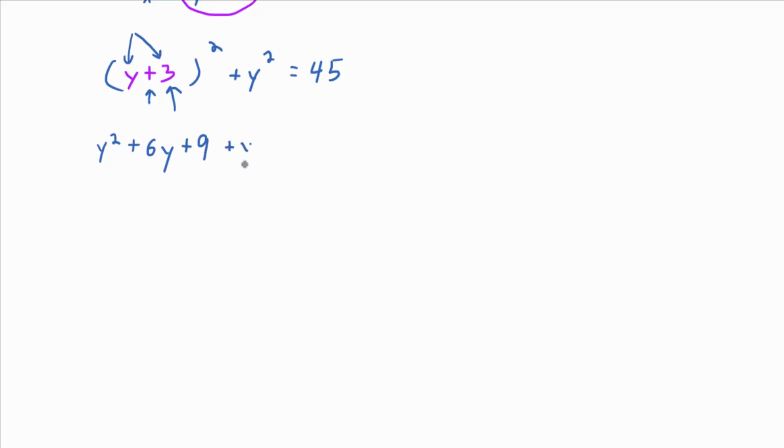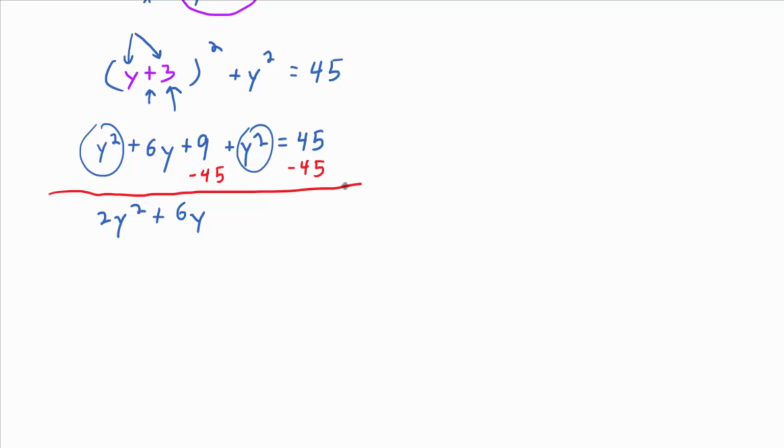And then we have plus another y squared equals 45. See all this review we're getting today? Okay, how many y squareds do you see? I see 2 of them. 2y squared. So add both of these up. And then plus 6y. Can we go ahead and take care of the 9 and the 45 right away? What can we do to both sides? Well, let's get it equal to 0, though. So let's subtract 45. And then what do we get? Minus 36. There you go. Minus 36 equals 0.